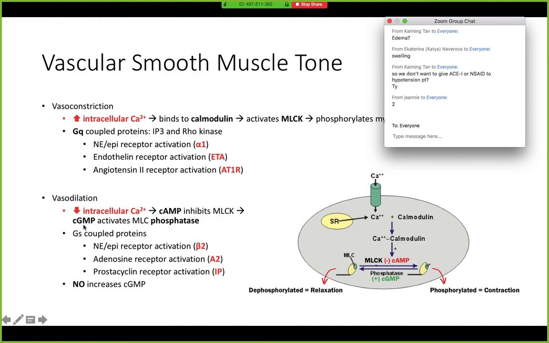And this is mediated through Gs-coupled proteins, so your beta-2 and your alpha-2 receptor activation. So think back to autonomics, and then also prostacyclin receptor activation. And then also you have the fact that nitric oxide can increase cyclic GMP. And that's important because if you increase cyclic GMP, you're activating myosin light chain phosphatase, taking off the phosphate, and that gives you relaxation or vasodilation.